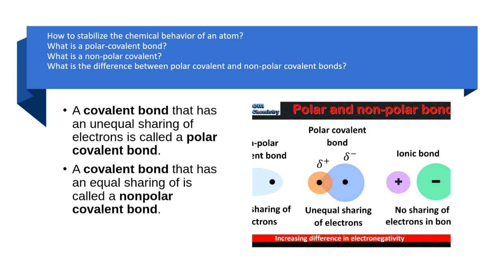So how do we stabilize the chemical behavior of an atom? Pretty simple, just have it react with another element so its electron orbital can be filled with 8 electrons. So a polar covalent bond is just a covalent bond that has an unequal sharing of electrons, which is shown right here. Okay, this element here is attracting more electrons to its side than this element here. A nonpolar covalent bond just means that there's equal sharing of electrons between the two elements. And that's the difference. The polar covalent has unequal sharing of electrons, and the nonpolar covalent has equal sharing of electrons.